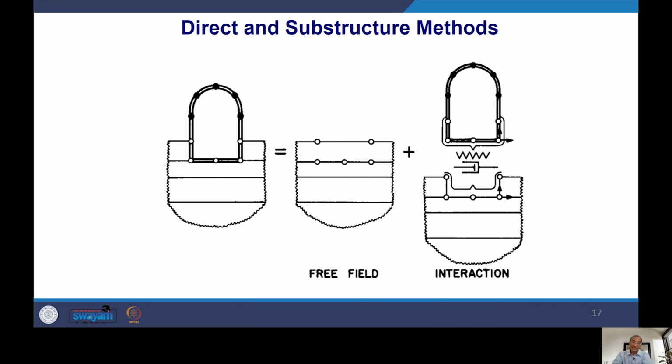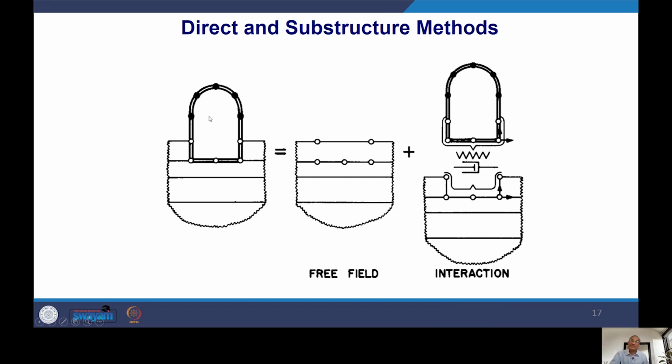So what is done here in this method? This is broken in two parts. One is called free field. These are the circles where later on this structure is embedded, and you have another part here, which is a combination of that structure only.